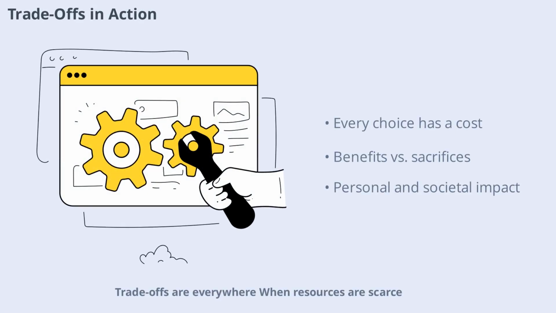Trade-offs are everywhere. When resources are scarce, choosing one thing often means giving up another. Imagine a government deciding whether to spend money on healthcare or education. Each choice comes with benefits and sacrifices. Understanding trade-offs is crucial for making informed decisions both personally and on a larger scale.